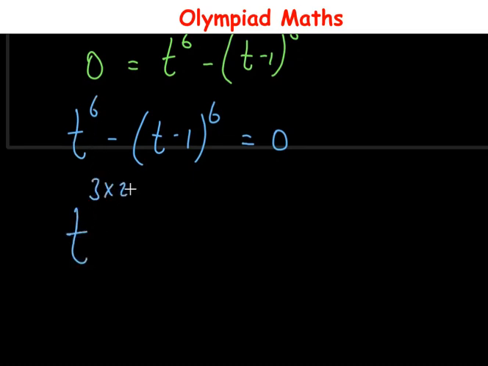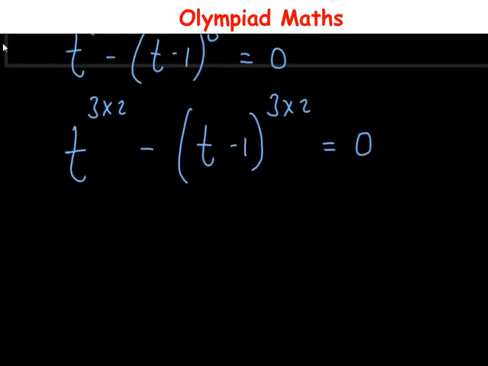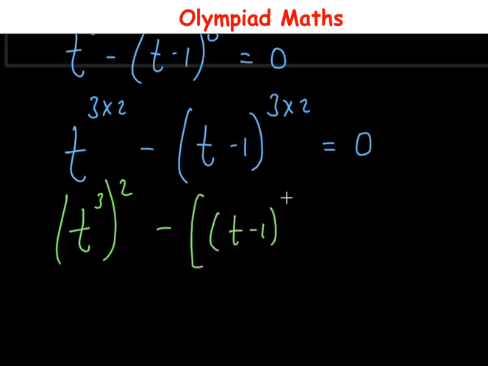From here, t^6 can be written as 3 times 2, since 3 times 2 is 6, then minus (t − 1)^6 can also be expressed as 3 times 2, which gives us 6, all equal to 0. From here, we can express this as (t^3)^2 − ((t − 1)^3)^2 = 0. At this junction, what we have is a difference of two squares.